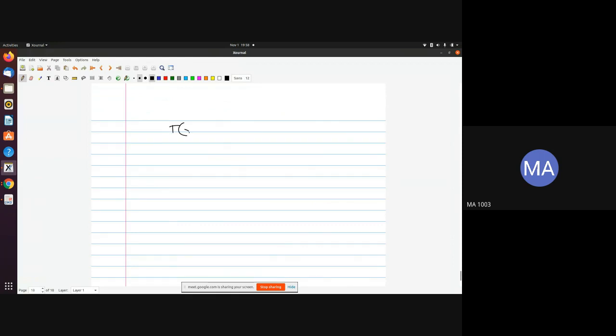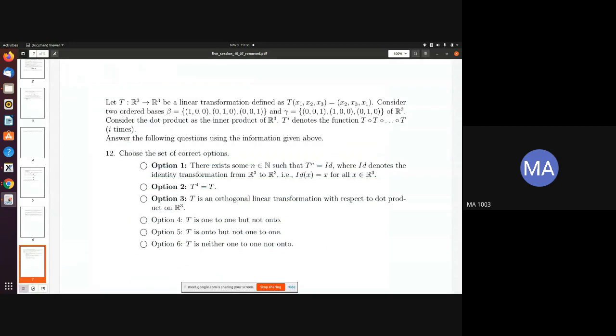So the problem is like this: x1, x2, x3 is going to x2, x3, x1. I think that is what is given. No? x2, x3, x1. Correct.